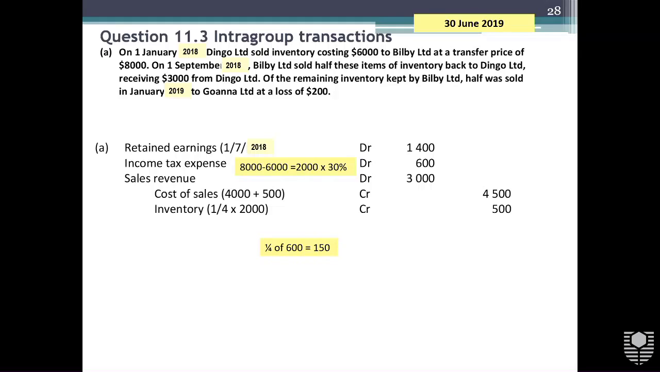Our income tax expense, so that 30% on that 2,000 of 600, we have to adjust that. Sales revenue, we've got to adjust that by 3,000. Our cost of sales, we have to adjust that by the 4,500. And our inventory, 1/4 of the 2,000 of 500. Right, don't forget our final adjustment, 1/4 of that 600 needs to be adjusted as well, which is your 150. Okay, all in an effort to show only the transactions with external parties.